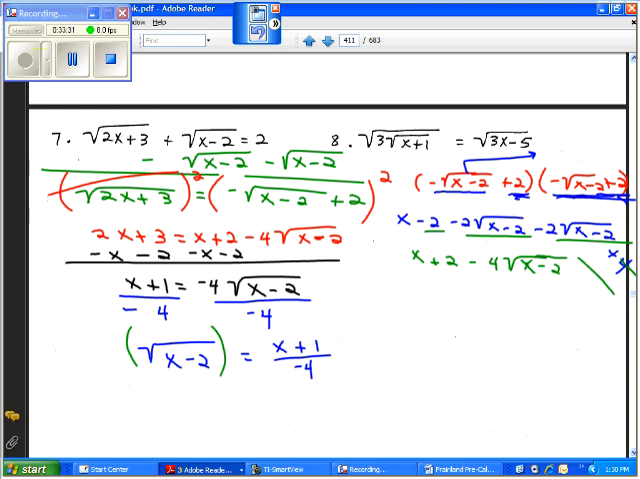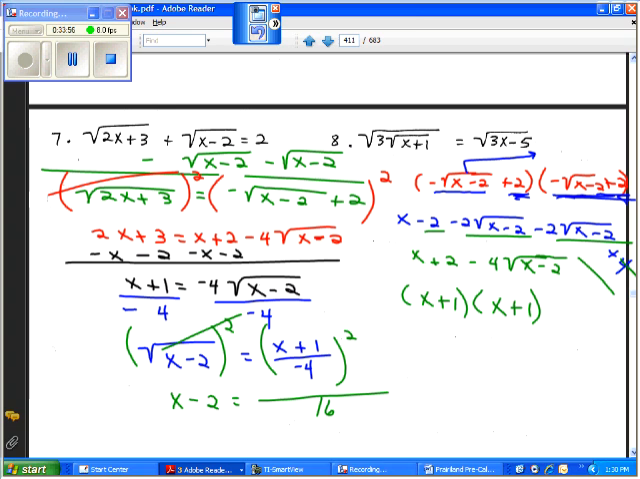So we isolated the second one, and we're going to square both sides. Those are going to cancel, and we're going to get x minus 2 equal something over 16, right? Because we're squaring the numerator and squaring the denominator. So then we'd have to come over here and do x plus 1 squared, which is x squared plus 2x plus 1.